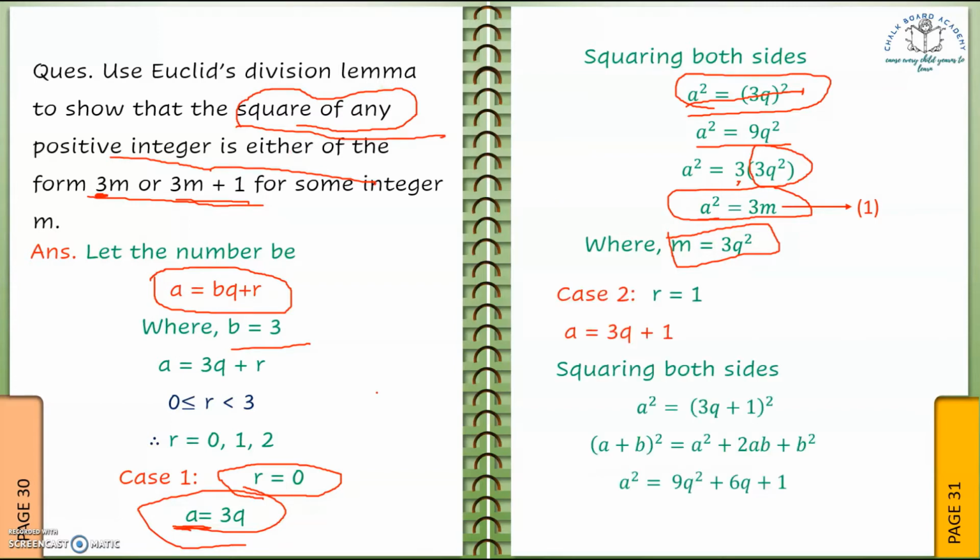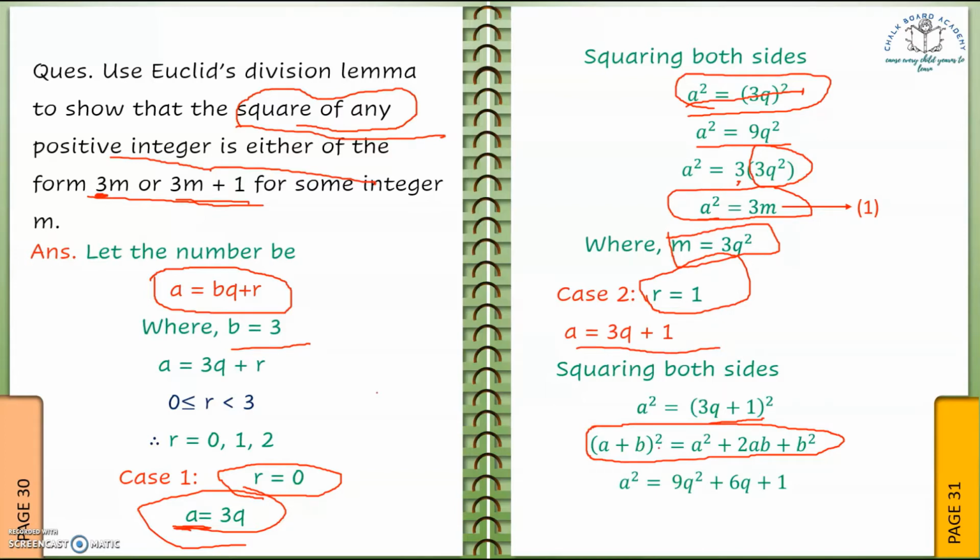Now case 2, where we are taking r is equal to 1. Now here again same number, but here we have 3q plus 1. Now we are squaring 3q plus 1, so we will be using this identity which we have studied in our previous classes like 7th or 8th and then in 9th as well.